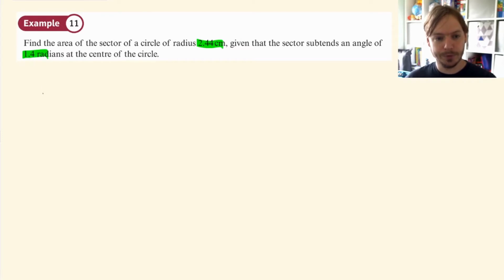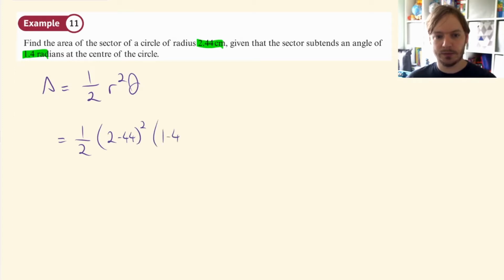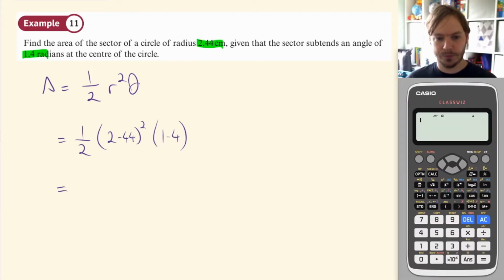So our formula is the area equals half r squared theta. So I just need to plug in the radius, which is 2.44 squared, and theta, the angle. So grab my calculator, and then half 2.44 squared and 1.4, and I'm going to get an area of 4.17 centimeters squared, because we go to three significant figures.